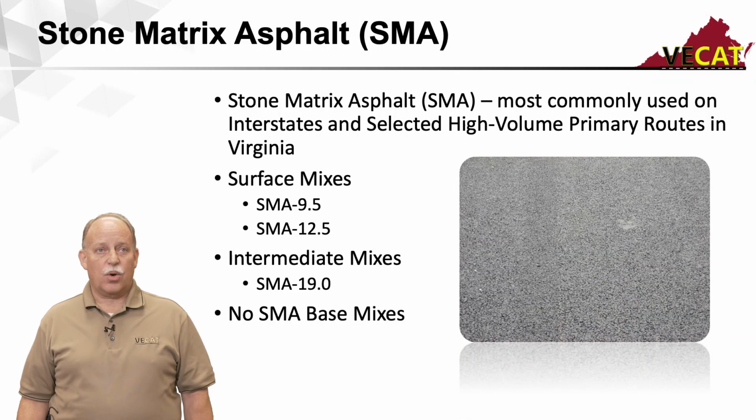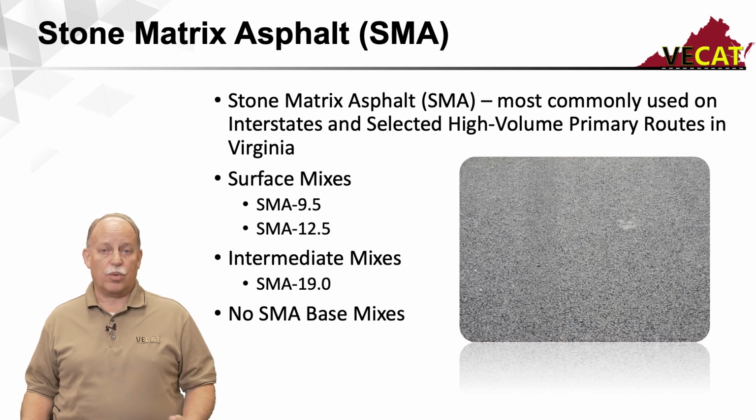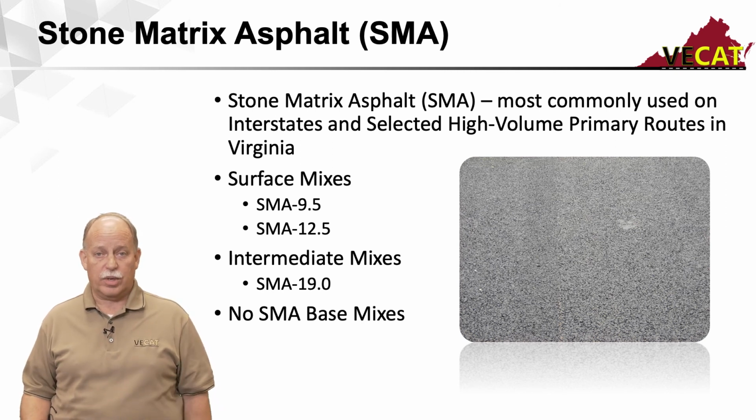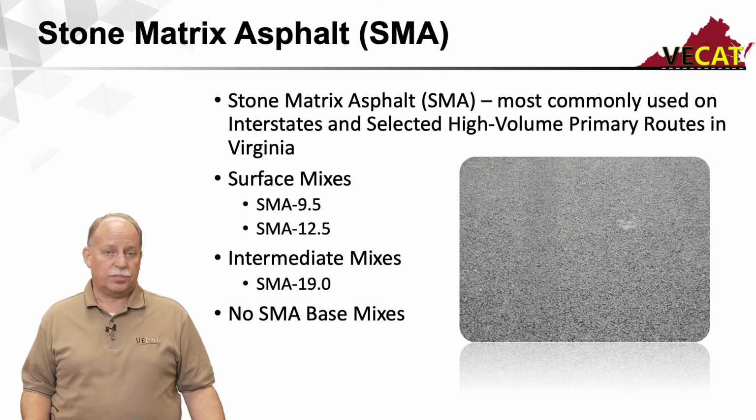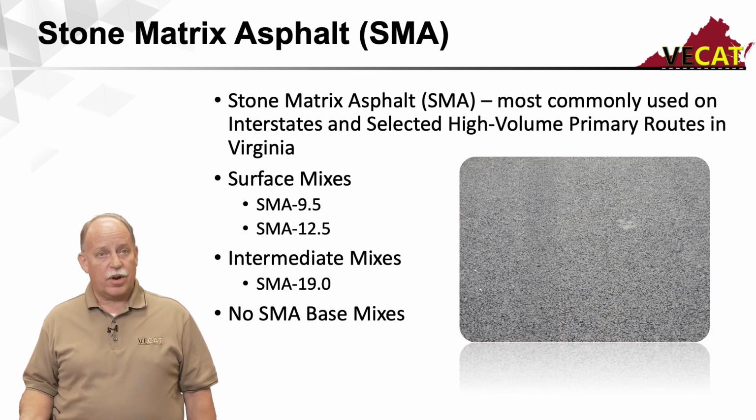Like I said a minute ago, stone matrix asphalt, that's our premium mix. That's the mix that we use on our interstate highways and our premier primary roads in Virginia. So that's the one that we use where we really need the most longevity we can possibly get. So commonly it's used, again, on the interstates. We use it on high volume primaries.